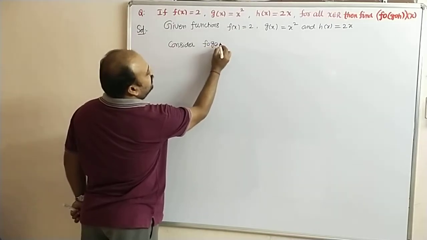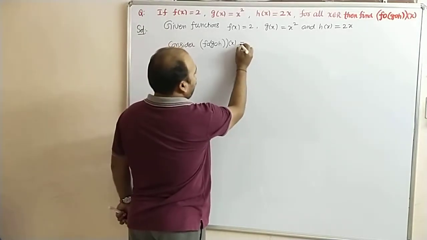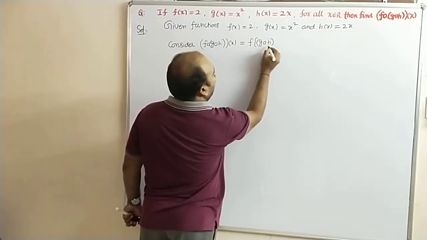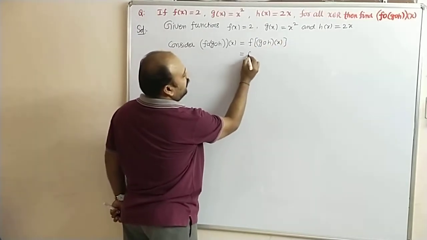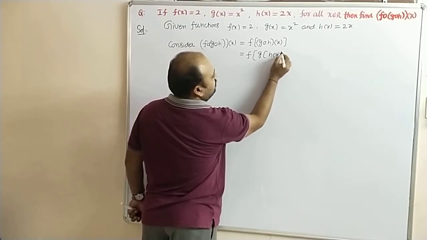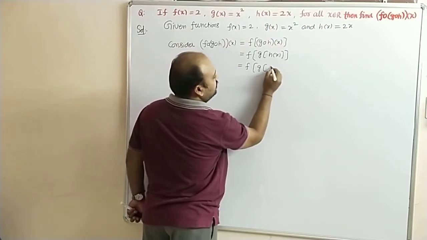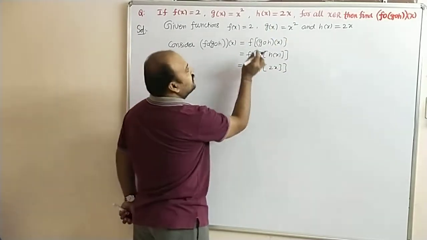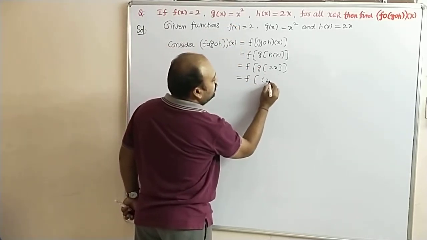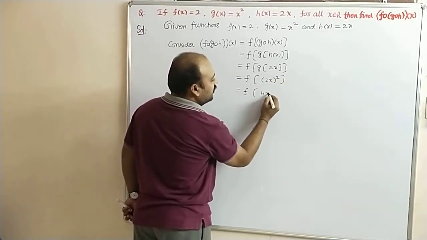After that, consider f circle g circle h of x. This can be written as f of g circle h of x. This is also written as f of, by definition of composite function, g of h of x. f of g of h of x. h of x is equal to what? 2x. What is g of x? g of x is equal to x squared. In place of x, what value is there? 2x. So f of 2x whole squared, which is equal to f of 4x squared.